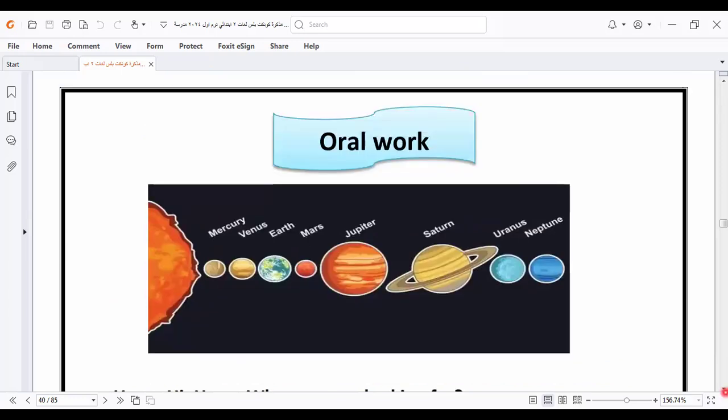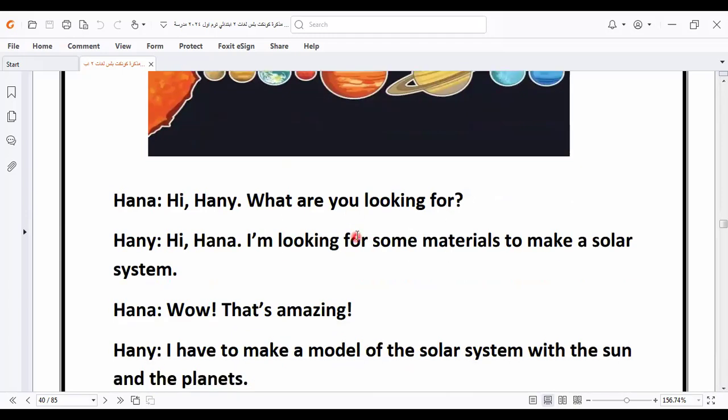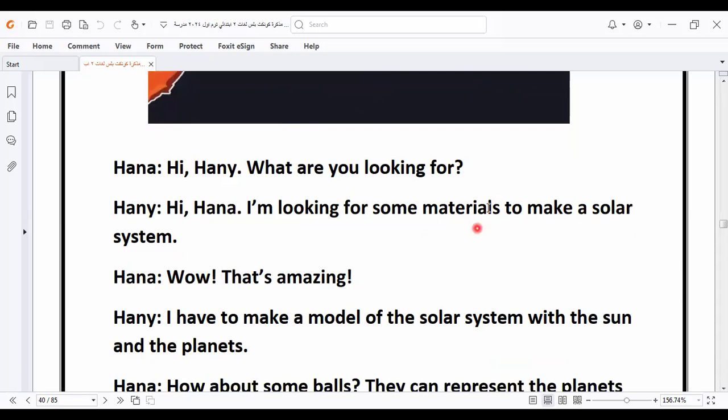Let's read the text together. Hannah: Hi Hani. What are you looking for? Here we have Hannah. Hannah comes to Hani and sees him doing something, so she says to him, hi Hani. Hani: Hi Hannah, I'm looking for some materials. Why some materials? To make a solar system.